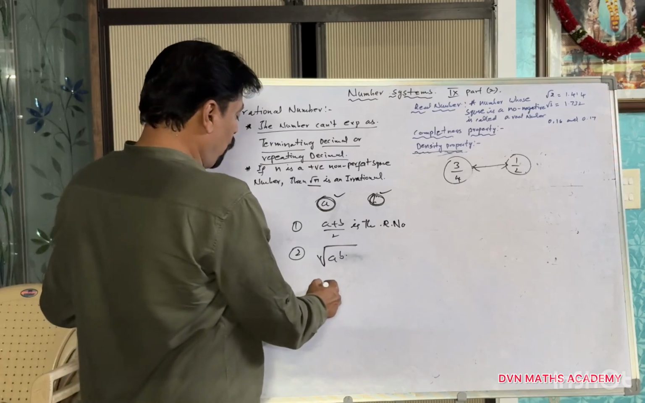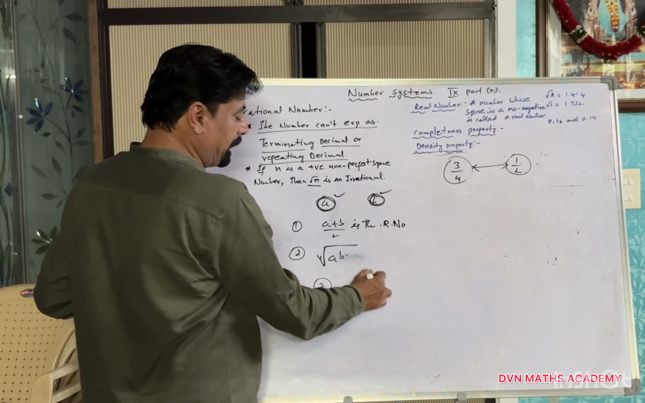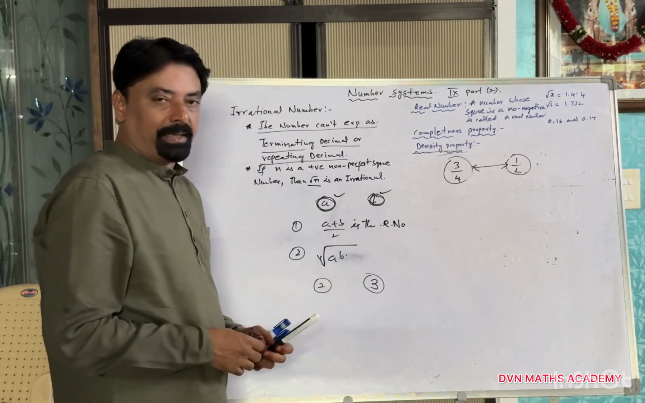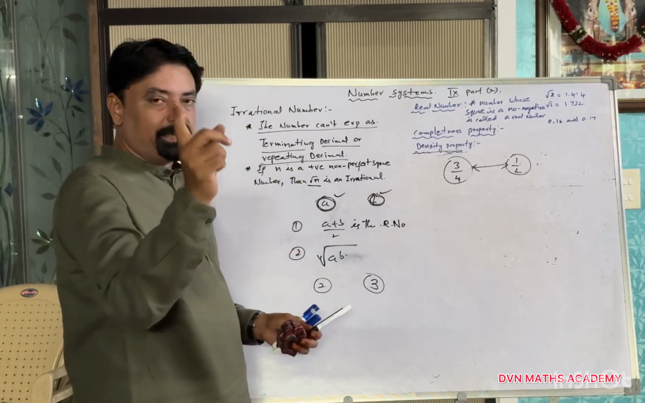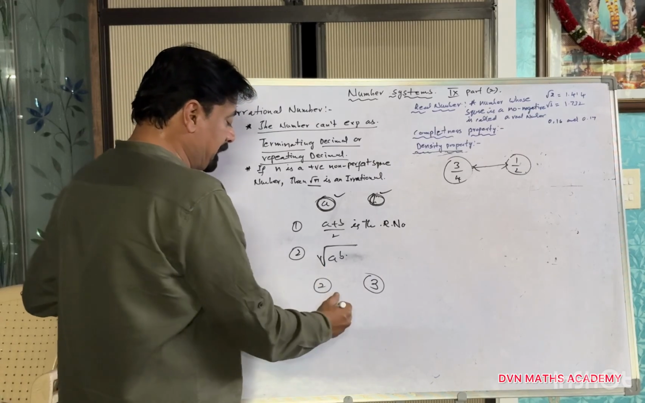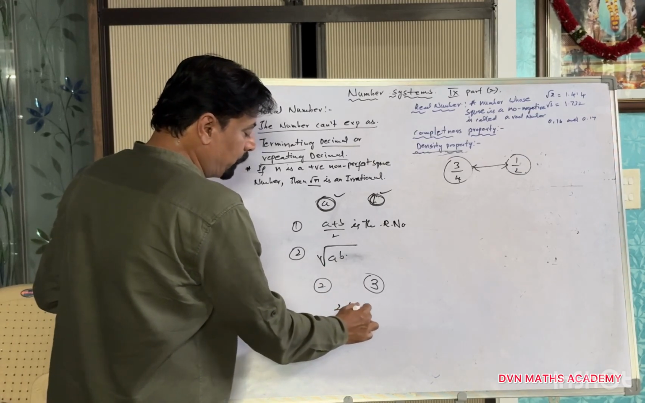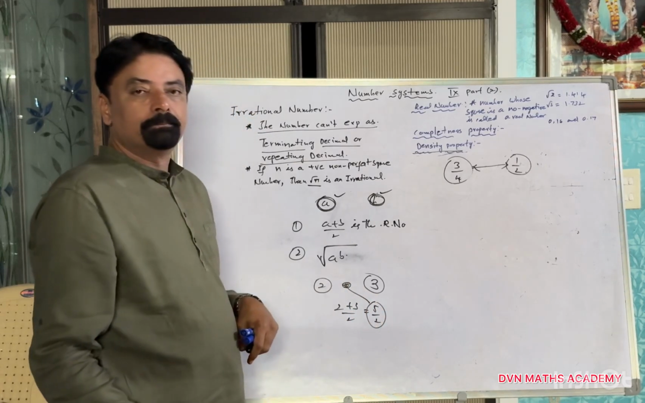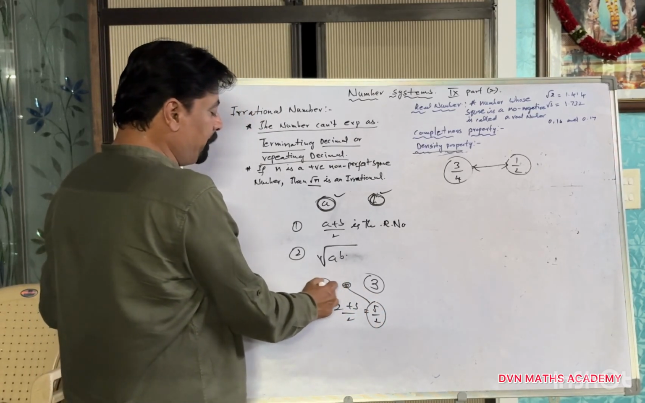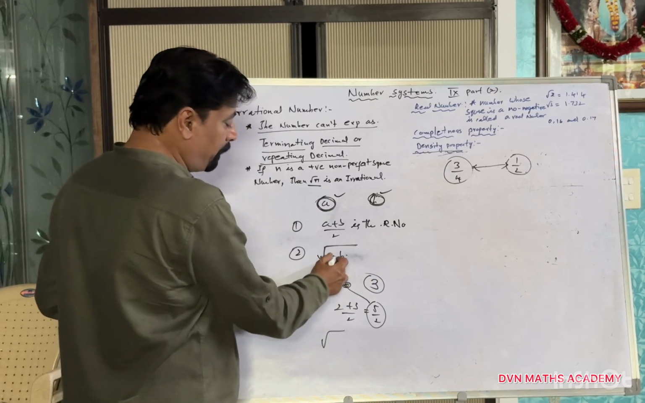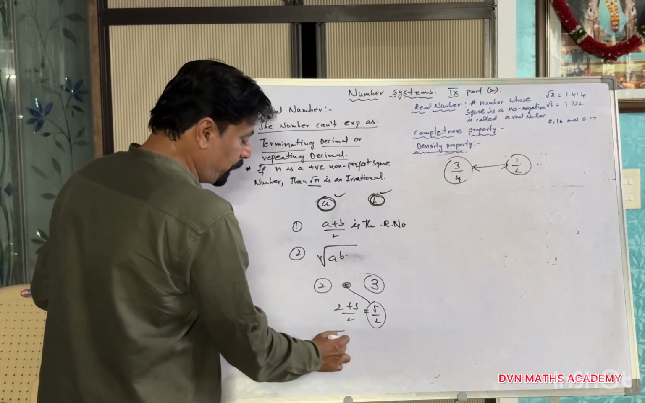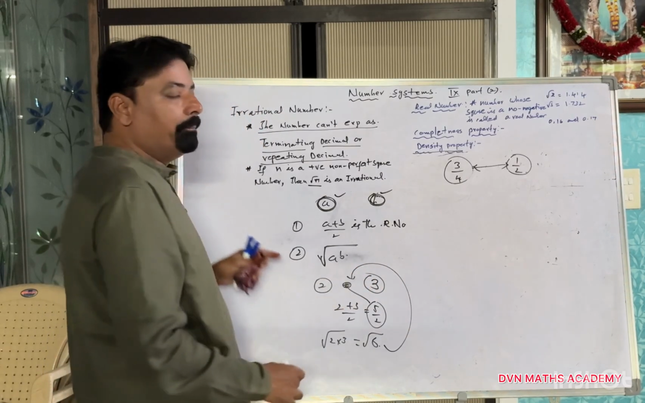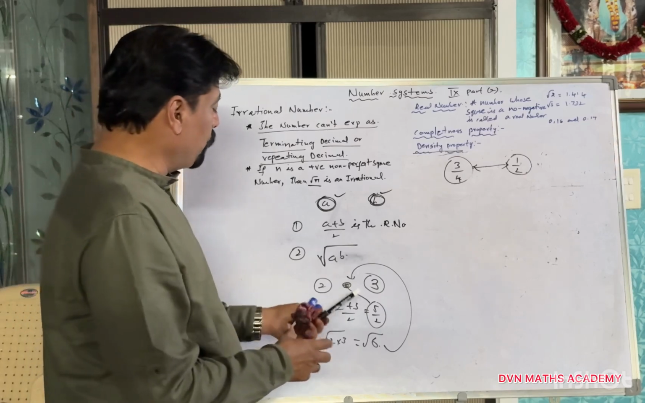For example, what is the rational number between 2 and 3? 2 is a rational number, 3 is also a rational number. If you want to write a rational number between 2 and 3, that is 2 plus 3 by 2, which is equal to 5 by 2. What is the irrational number between 2 and 3? According to my formula, under root of ab, that is 2 into 3, so that is root 6. Root 6 is an irrational number between 2 and 3.